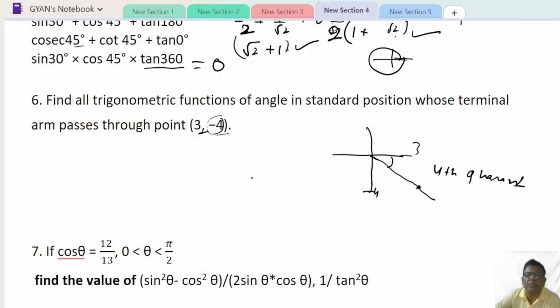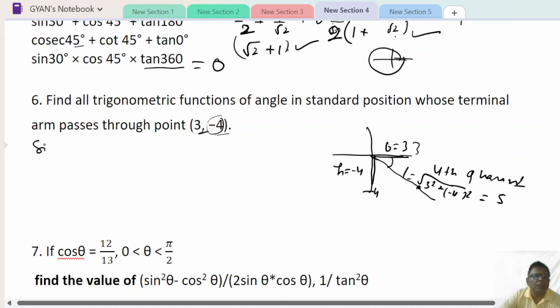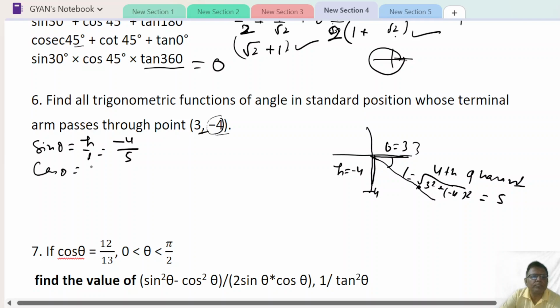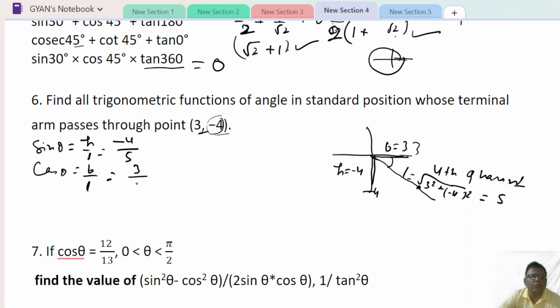And so all trigonometrical functions. So this is 3. This is h equal to -4 and b equal to 3. Then L will be root over 3 square plus -4 the whole square, equal to 5. Then L is 5. Then write sin theta is equal to h by L. So what is h? H is -4. And what is L? L is 5. Cos theta is equal to B by L. So what is B? B is 3. 3 by 5.